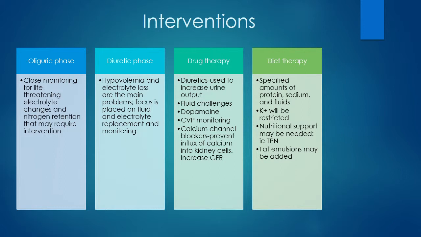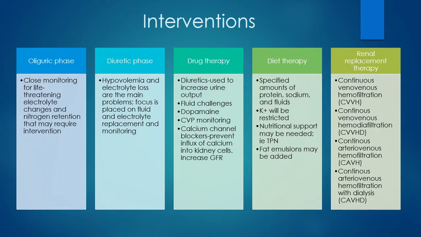Diet therapy will include specified amounts of protein, sodium, and fluids. Potassium will be restricted. Nutritional support may be needed, for example TPN. And then fat emulsions may be added. And then we have renal replacement therapy. This can consist of continuous veno-venous hemofiltration, continuous veno-venous hemodiafiltration, continuous arteriovenous hemofiltration, or continuous arteriovenous hemofiltration with dialysis.